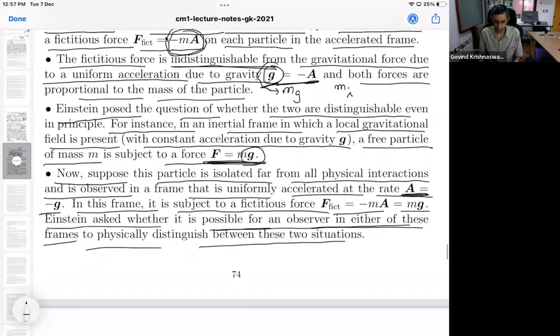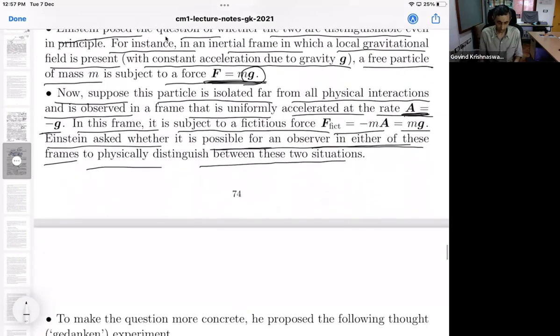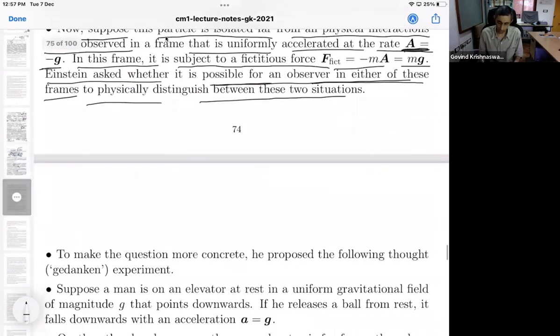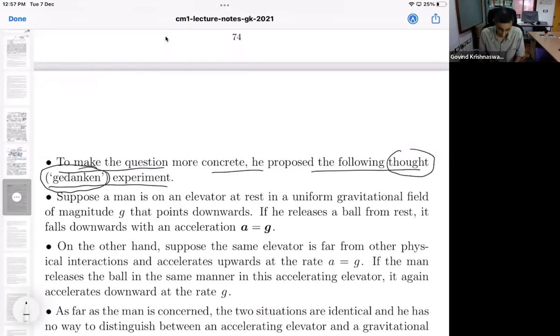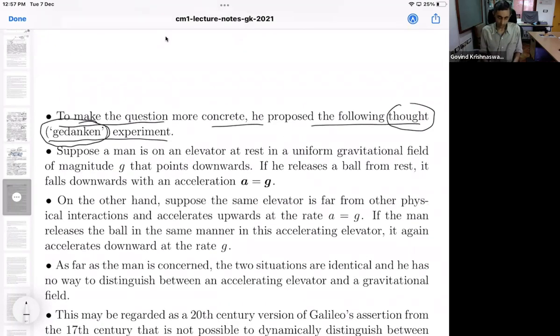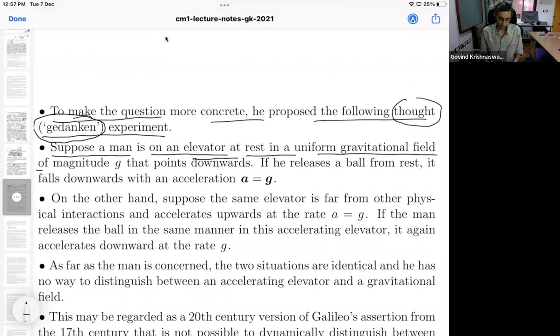Basically he said it's not possible to distinguish, but he had a few thought experiments to discuss some aspects of this matter. To make the question more concrete, he proposed the following thought experiment, and thought experiment in German is called a Gedanken experiment. So let us suppose a man is in an elevator at rest in a uniform gravitational field, like above the Earth's surface. The gravitational field has magnitude g. It points downwards, of course.